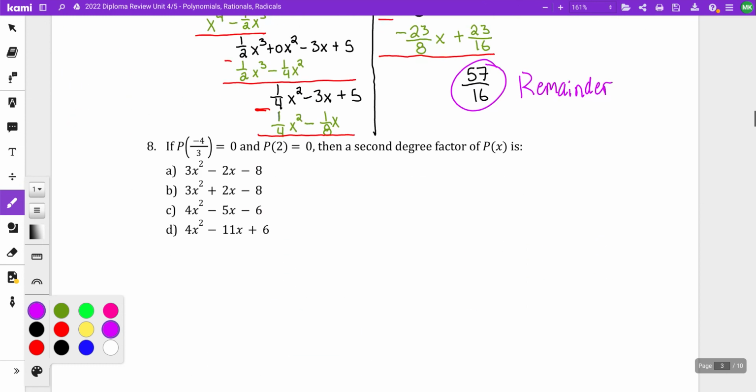All right. Number 8. If P at negative 4 over 3 equals 0 and P at 2 equals 0, then the second degree factor of P of x is. Okay, when they said these two things, those are x-intercepts. They equal 0. That means your function must look something like this. 3x plus 4, x minus 2.